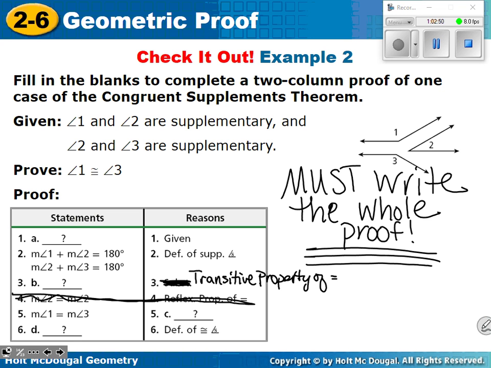So your reason for your statement for number 6, you guys still have 5 minutes. Stay with me. Jackson, get your stuff back out. Stay with me.